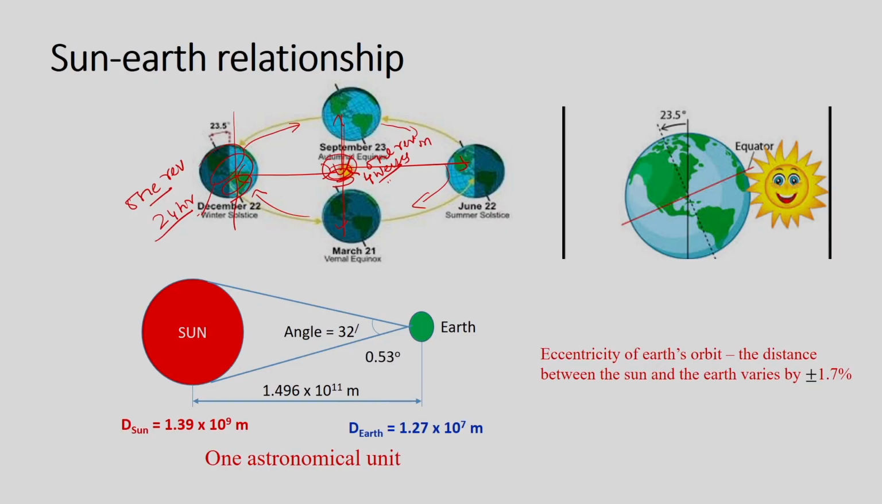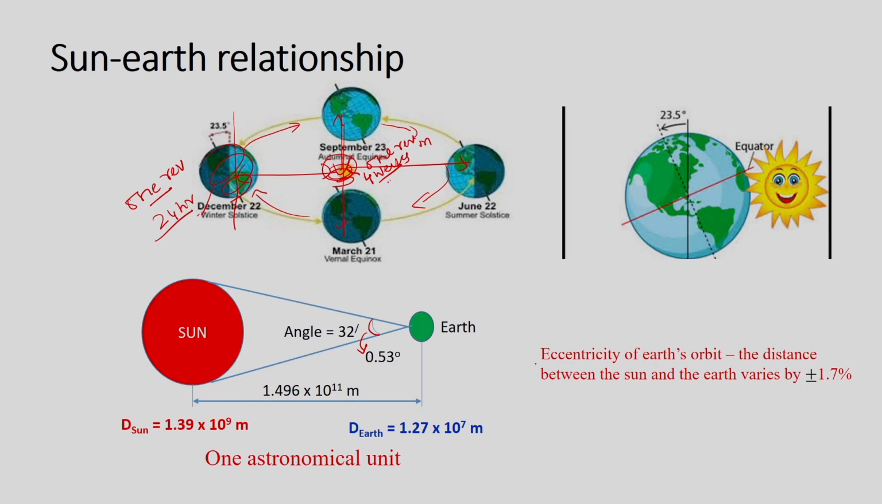Okay? So, we must know which day is very close to the earth and which day is very far from the earth. This information should always be known to you, and it will become clearer when we solve problems. Also, the sun subtends an angle of 0.53 degree at the earth, and the distance between the center of the sun and the center of the earth, the average distance, is about 1.496 into 10 to the power of 11 meter.